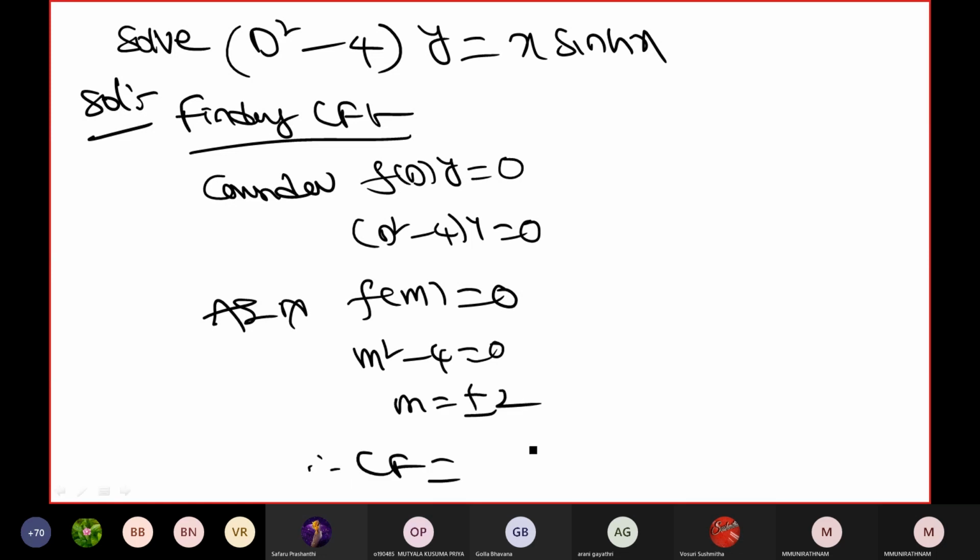Therefore, Cf is C1 e power 2x plus C2 e power minus 2x. Now coming to Pi.